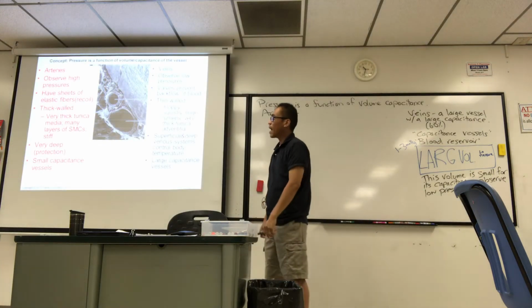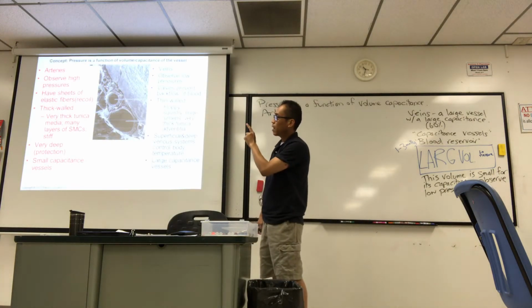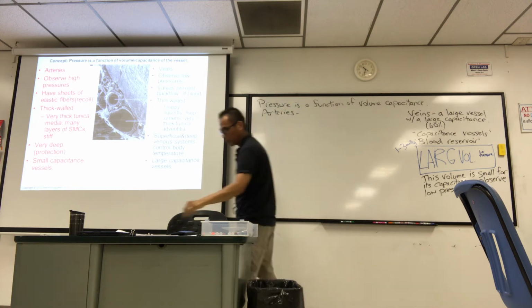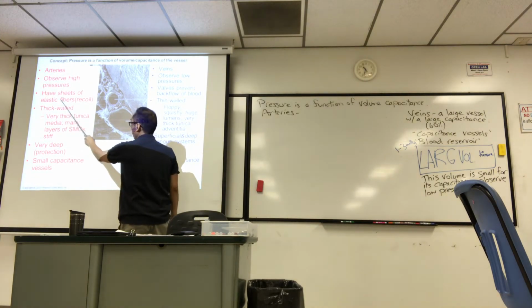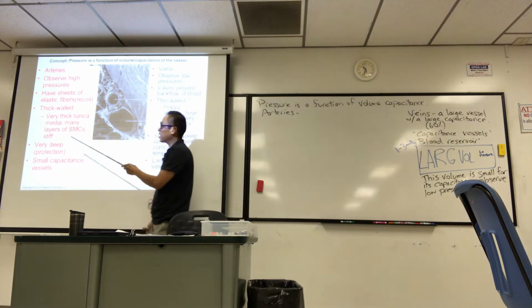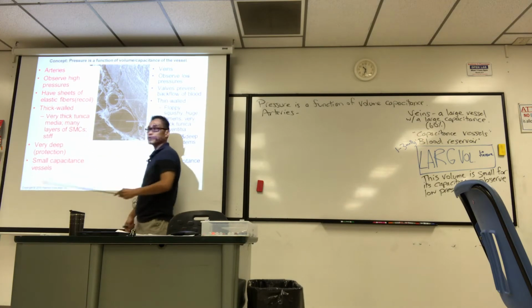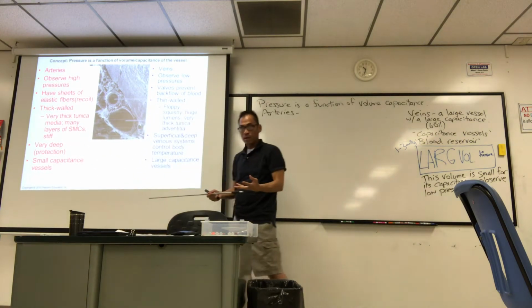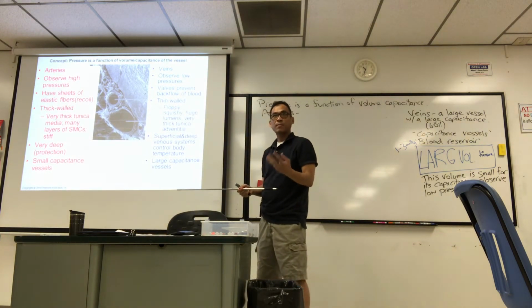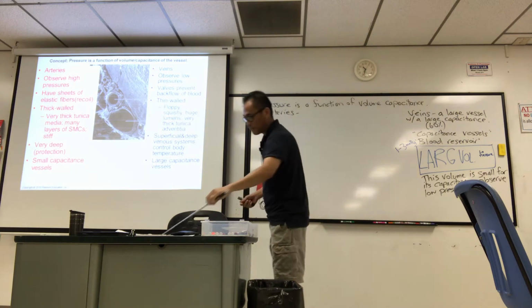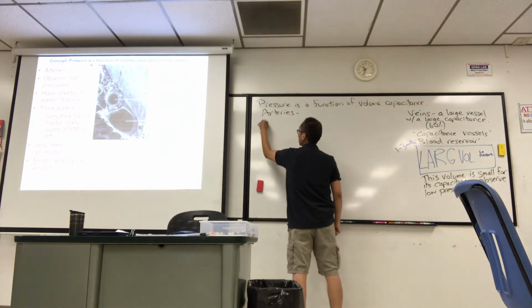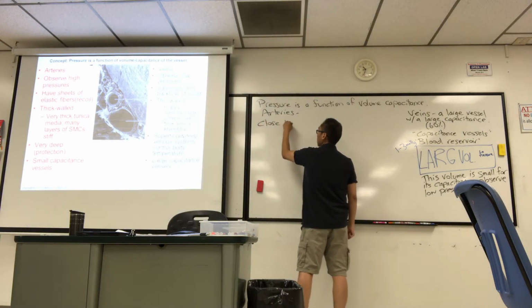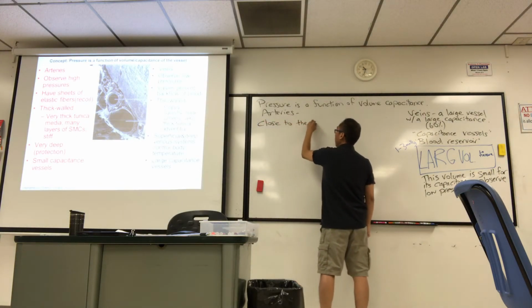Arteries have sheets of elastic fibers. That third point from the top there, under observe high pressures. Well, veins do too. However, I'm thinking of the arteries that are close to the heart, like the aorta or the brachiocephalic trunk or the subclavian arteries. Blood vessels that are closest to the heart, arteries close to the heart.